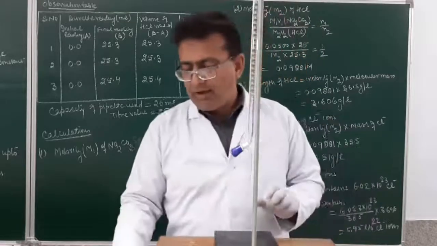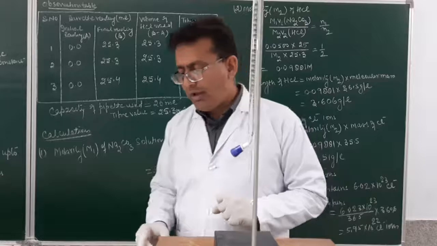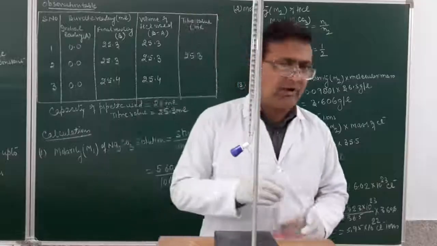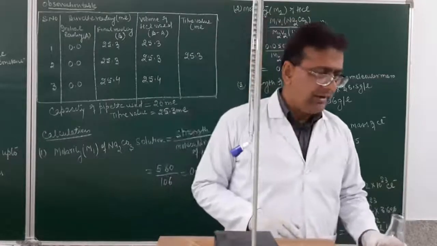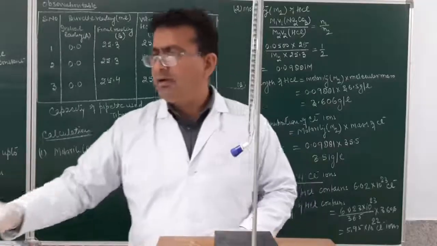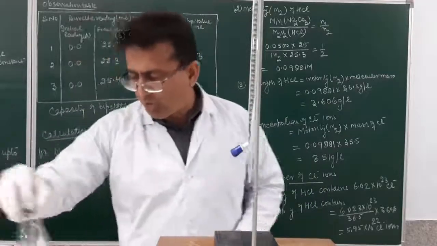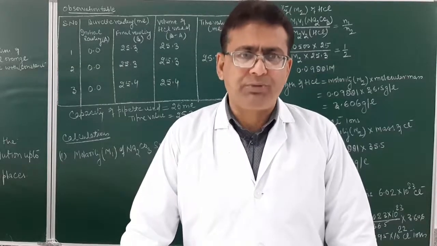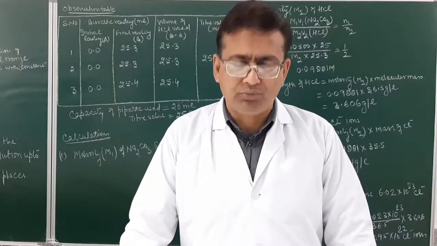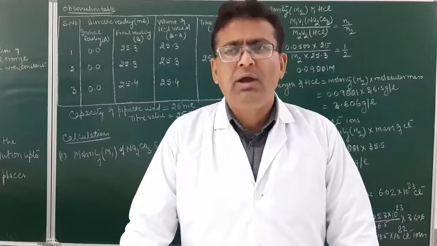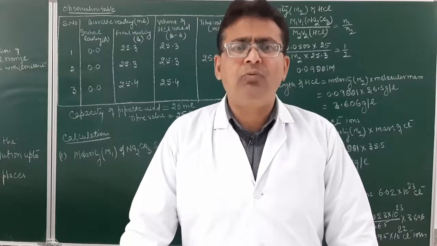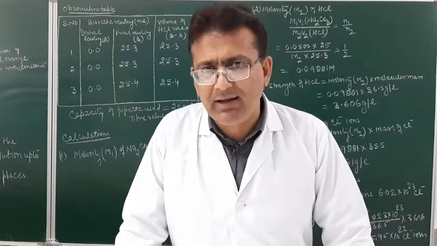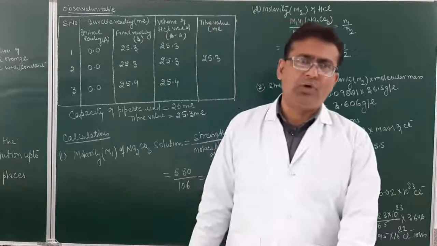So this way, the first titer value will be obtained, and I'll make the observation table then. What is the first titer value obtained? This is 25.3. In the same manner, we will carry out the practical again. So students, when the persistent pink color is obtained, it means the point of neutralization has been obtained. That is the end point of the titration, and the indicator shows a slight pink coloration as soon as the solution becomes slightly acidic in nature.